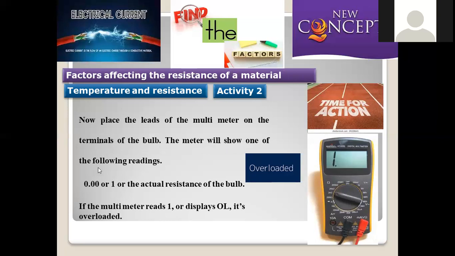The meter will show one of the following readings. Either 0.00 or 1 may be shown. So this multimeter displays either 0 or 1 as digital parameters. The actual resistance of the bulb will be shown here. If the multimeter is showing the digit 1, it means it is overloaded. Now we have to optimize the conditions. It is overloaded now.